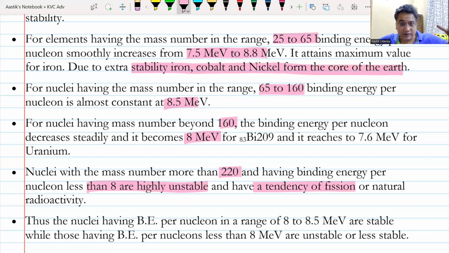I just showed you that diagram. Less than 25, they try to go to fusion. More than 220, they go for fission. So between the range from 8 to 8.5, you have the most stable nuclei. Do we understand this? Yes.